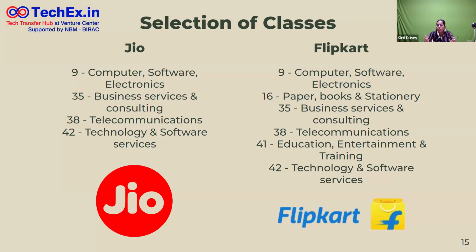There are many well-known marks, or not necessarily well-known, like Amazon, which have protected their mark in all 45 classes. Such businesses exist, and it is very relevant for them to protect their trademark in such a manner.